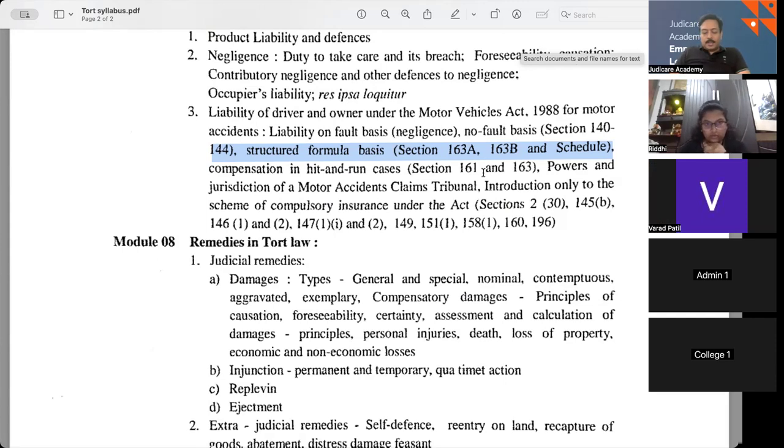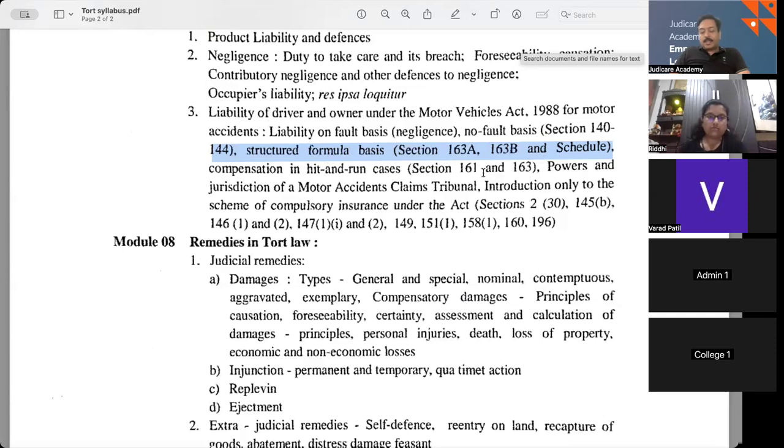Subsection 2 says, in any claim for compensation under subsection 1, the claimant shall not be required to plead or establish that the death or permanent disablement in respect of which the claim has been made was due to any wrongful act or negligence or default of the owner of the vehicle or vehicles concerned or of any other person. So basically, it talks about any law which is established at this point of time.